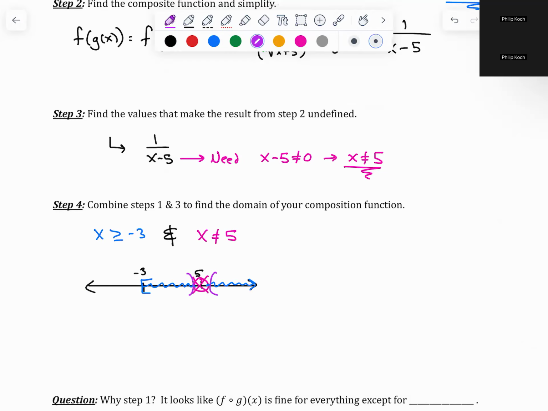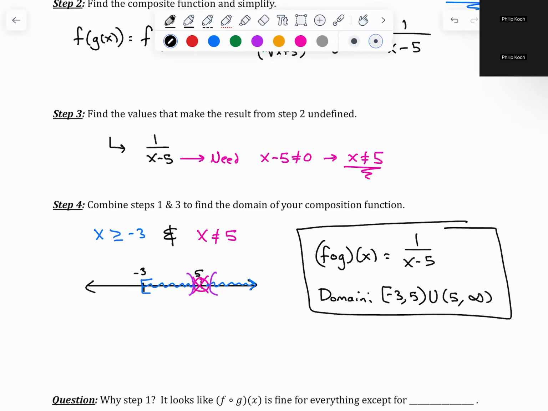So f composed with g of x, we found it to be 1 over x minus 5, and the domain is bracket -3 to positive 5, union 5 to positive infinity. Okay, so let's talk about why these steps have to happen. Why is it that I need to look at the inside function?